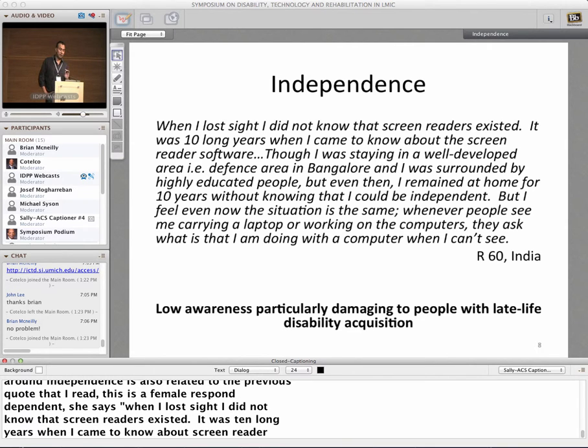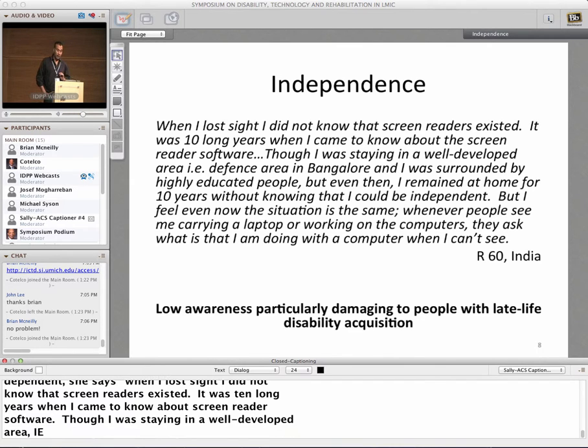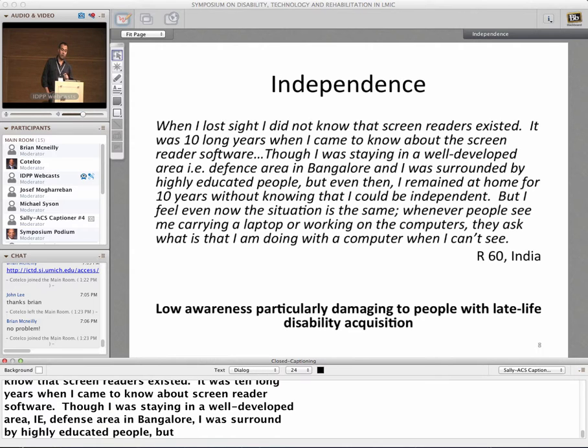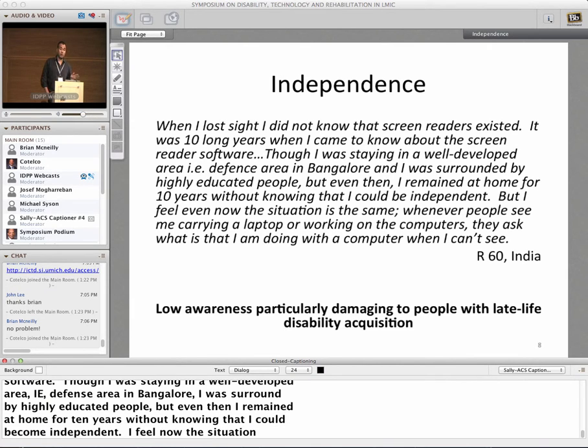Though I was staying in a well-developed area, i.e. defense area in Bangalore, I was surrounded by highly educated people, but even then I remained at home for 10 years without knowing that I can become independent. But now I feel the situation is the same. Whenever people see a laptop, they ask me what I'm doing, etc."